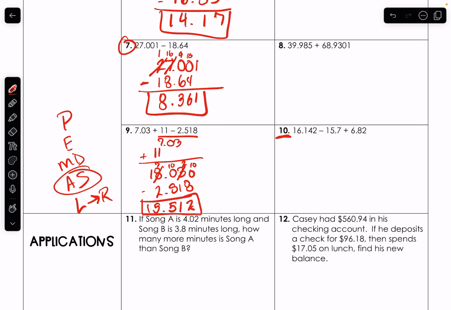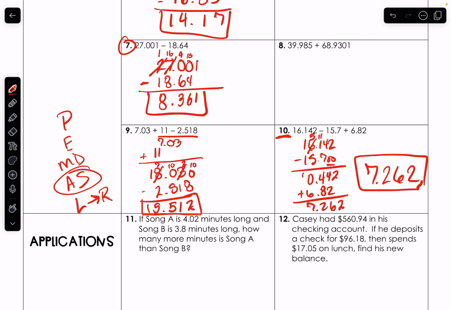All right, so let's take this one in case. So 16 and 142 thousandths minus 15 and 7 tenths. Put our zeros, 2 minus 0. So these, again, we don't need here, but I put them just to continue to make it a little simpler. 11 minus 7 is 4, 15 minus 15 is 0. So I've got 442 thousandths plus 6 and 82 hundredths. 2 plus 0 is 2. 6, 2 carry the 1. It ends up being 7 and 262 thousandths.